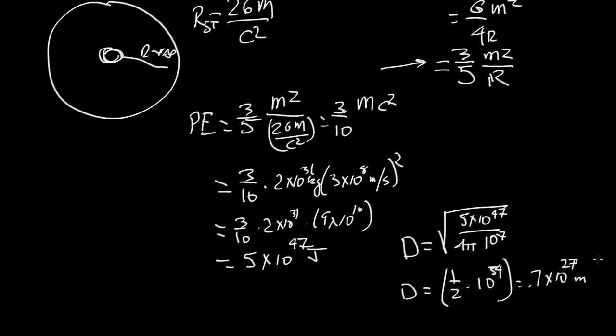So given that 1 megaparsec is equal to 3 times 10 to the 22 meters, this corresponds to 2 times 10 to the 4 megaparsecs. And that is the edge of the universe.